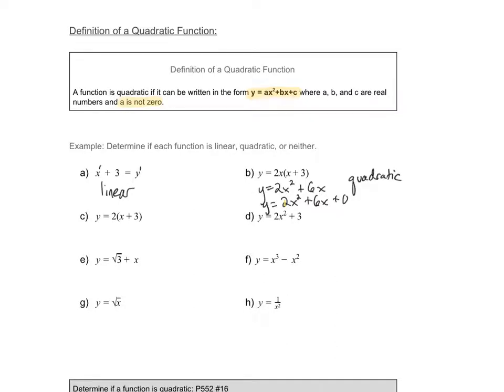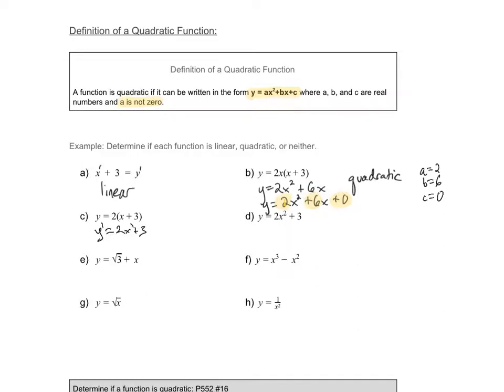Let me change that to highlighter. My a would be 2, my b would be positive 6, and my c would be 0. So I can get it in that form where a is not 0, and I can identify a, b, and c that are real numbers. And it's worth not only saying, yes, it's quadratic, but going beyond and identifying a, b, and c, because that not only reinforces that you really are checking to make sure it's quadratic, but it also prepares you for the next section.